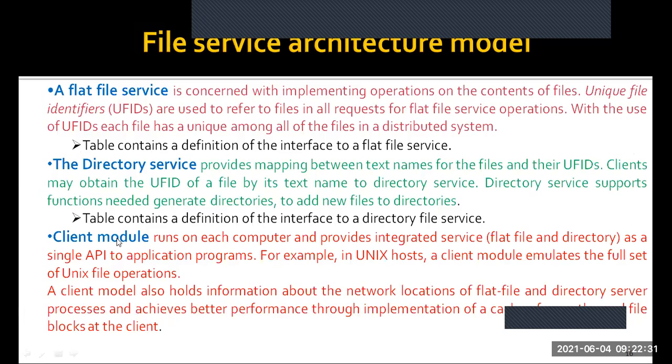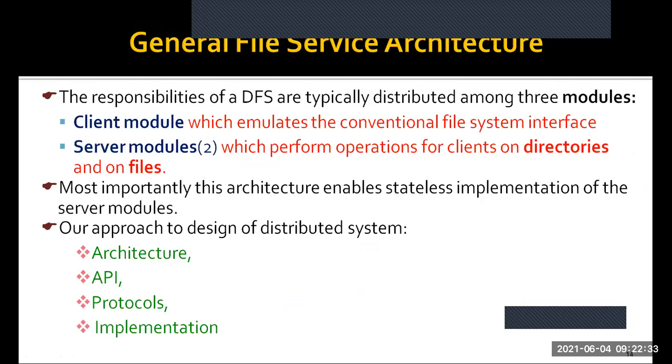రైట్. So this is what we discussed in today's class. That is nothing but what is the general file service architecture, which is consisting of the 3 modules. Okay, client module and 2 server modules. The client module is consisting to provide you the interface to interact with the file, and server modules are going to take care of the operations to be performed on the directories and the files. Most importantly, the architecture is going to have the stateless implementation about in which state the client is accessing and in which state the server is serving.